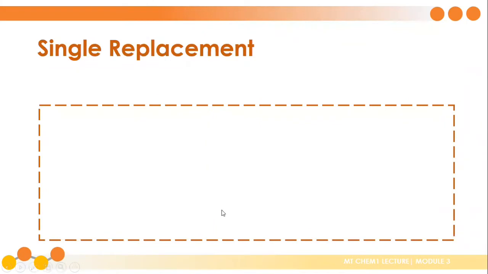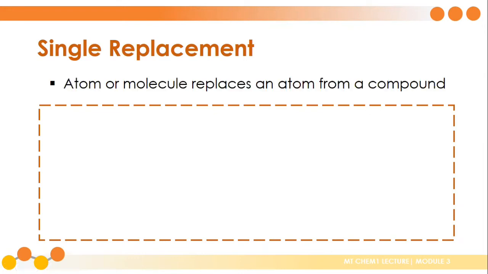Let's proceed with our next one. Single replacement, or it is also known as single displacement. This is wherein an atom or a molecule replaces an atom from a compound. So how does it look like?